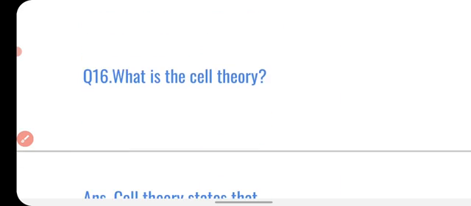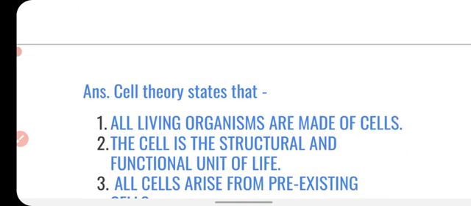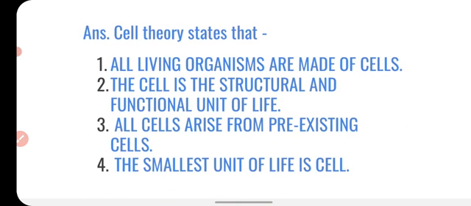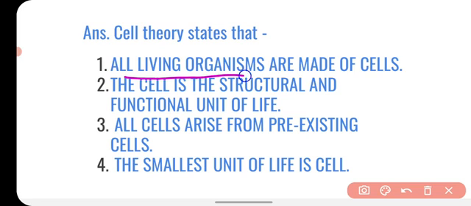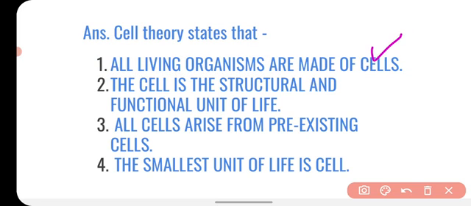Next question is, what is the cell theory? So cell theory is a very important theory in biology, which tells about the living organism. And here are the statements. There are a total of 4 statements present in this theory, given by two German scientists, Schleiden and Schwann. They said that all living organisms are made of cells. Irrespective of the type of organism, all organisms are made up of cells.